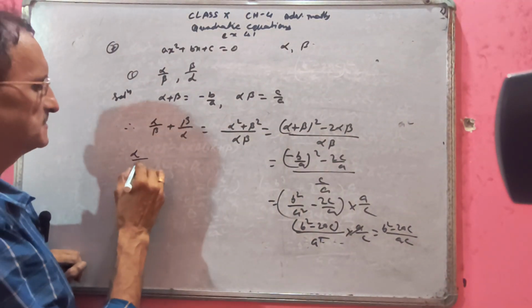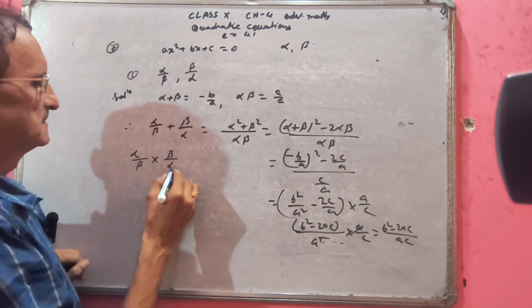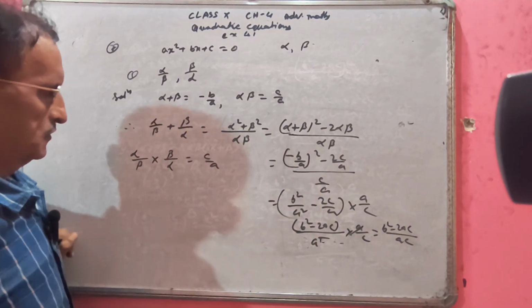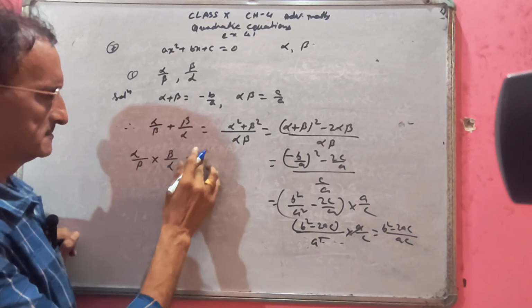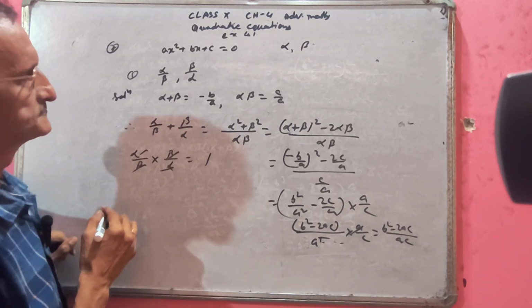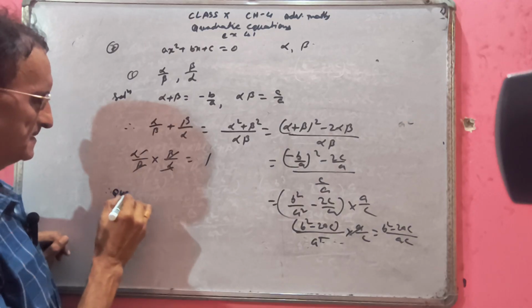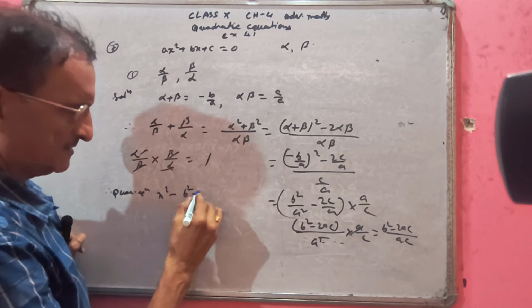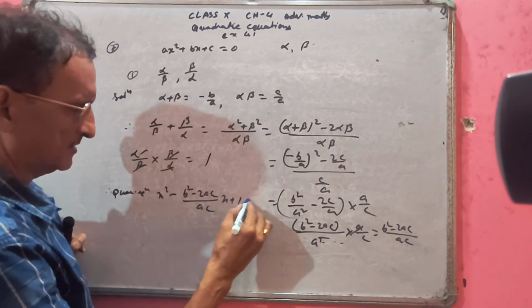Now product of root is very easy. See here, product of root alpha by beta into beta by alpha is equal to what? Product of root is equal to 1 only, 1. This is cancel now, so no need. Now the required quadratic equation will be what? Therefore quadratic equation is x square minus sum of roots, b square minus twice ac by ac, into x plus product of root 1, equal to 0.